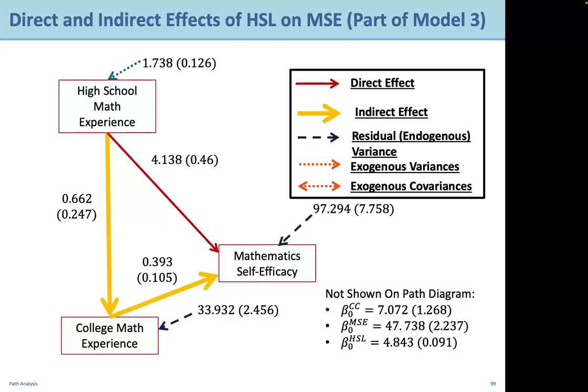Yeah. So high school math, 1 credit, one unit up here means math self-efficacy goes up by 4. But 1 unit at high school means college goes up by 0.662. And when college goes up by 0.662, math self-efficacy goes up by 0.662 times 0.393. Can you say that again? Yeah. Let me put it in more direct terms. The indirect effect is the product of all the direct effects between the two variables. Does that make sense?